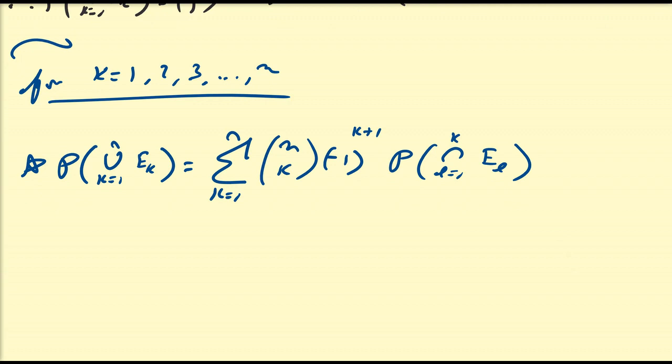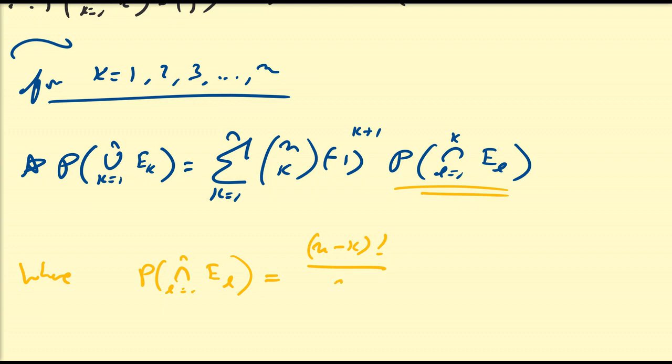So this expression right here, the probability of the intersection from l equals 1 to n of E_l. One can find out by the fundamental counting principle that this is just going to be equal to (n minus k) factorial divided by n factorial.